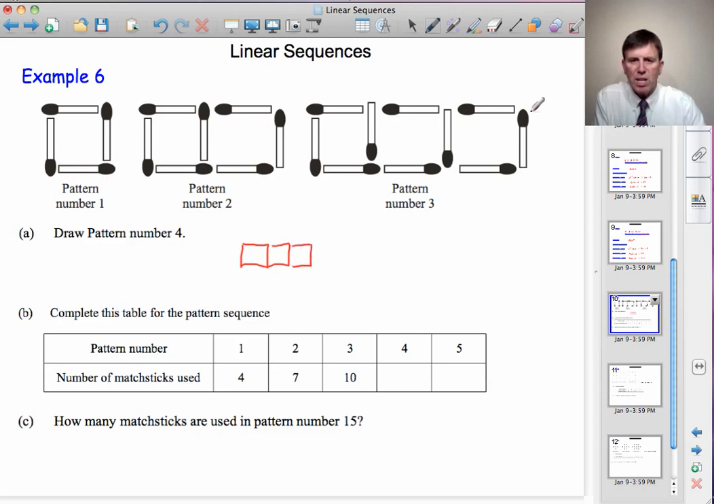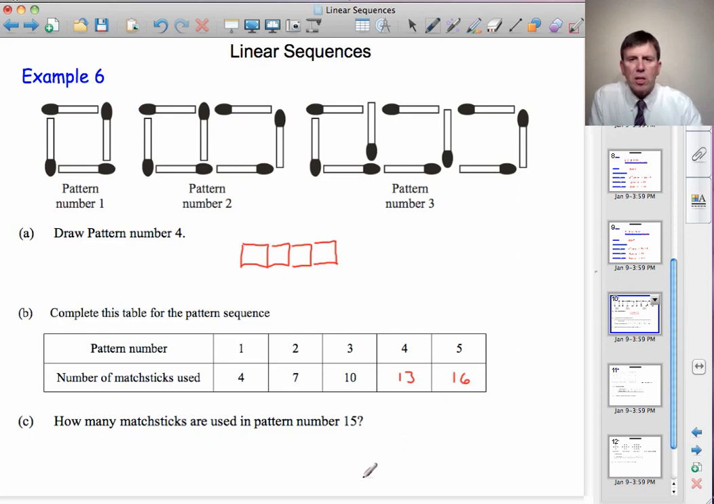And I can see that basically I want 3 matchsticks on the end like that. So 1, 2, 3, and that's it. Counting the number of matchsticks, we're adding on 3 each time. Yes, I can see there's 4 here, but 1, 2, 3 have been added on. And then 1, 2, 3 have been added on. So we're just adding on 3s. So we'll have 13 and then 16.